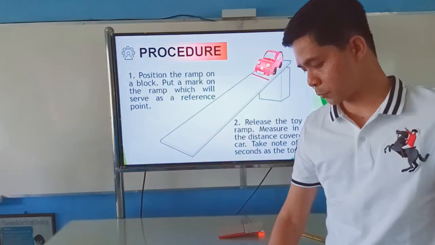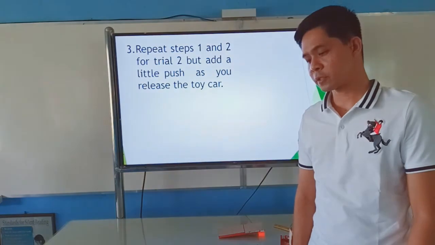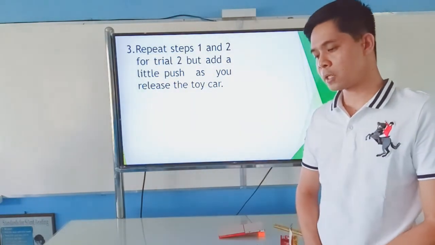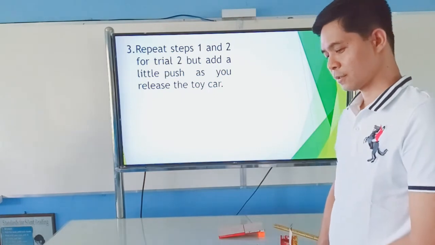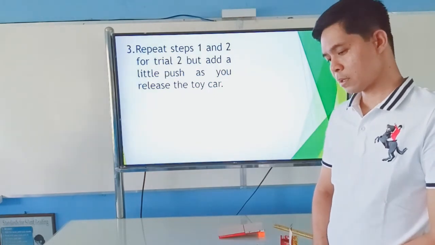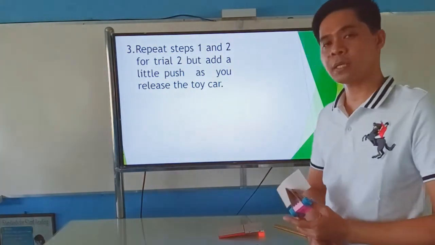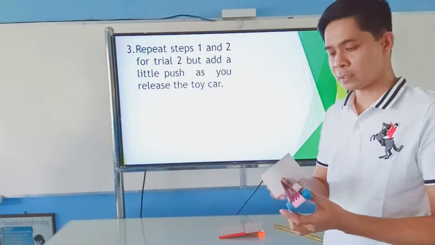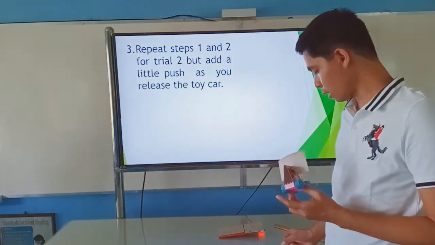Now let's see the third procedure. Repeat steps 1 and 2 for trial 2, but add a little push as you release the toy car. Okay, so this will be the second trial. So we will be using a single block, but this time we are going to release the toy car with an extra push.